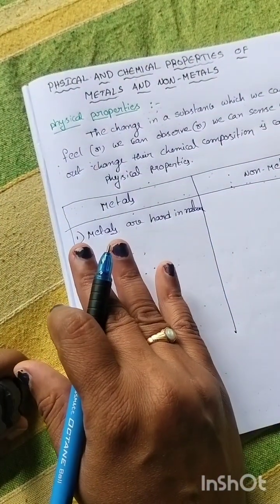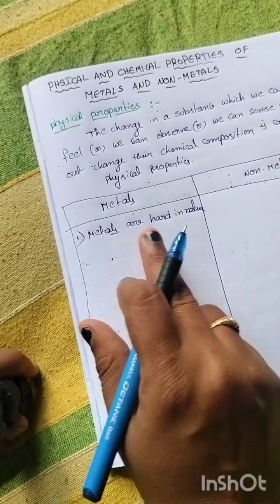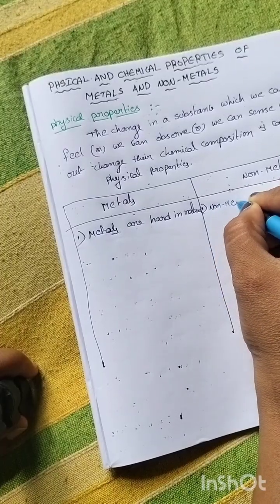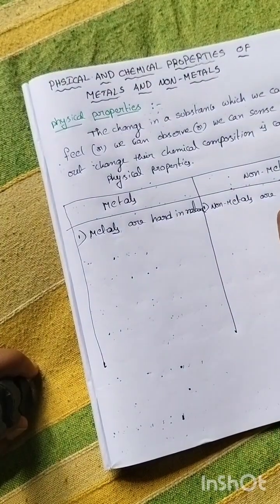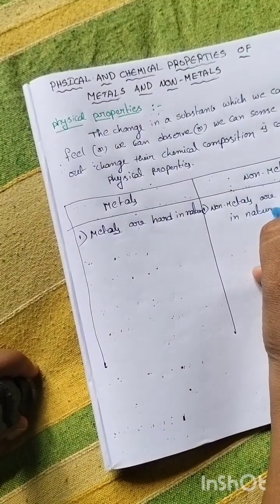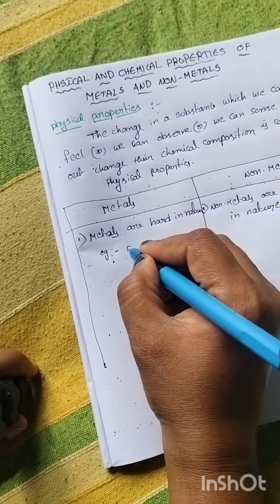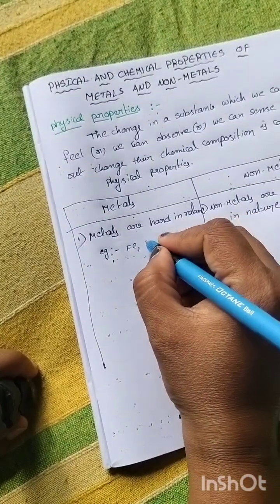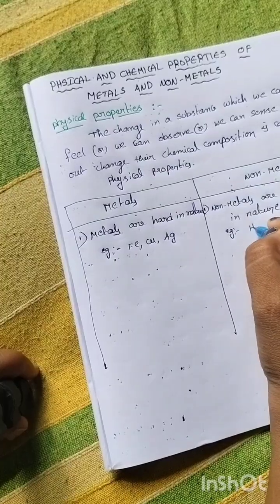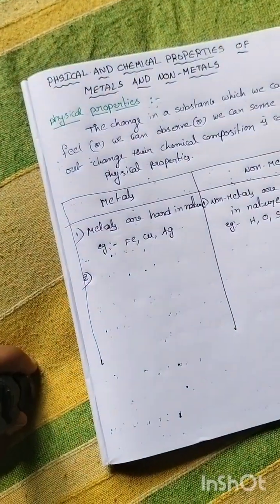Next, coming to the non-metals. Non-metals are soft and gaseous in nature. They are not hard in nature. For example, chlorine, sulfur, phosphorus. These are examples of non-metals. Okay, this is the first physical property of metals and non-metals. Next, coming to the second physical property.